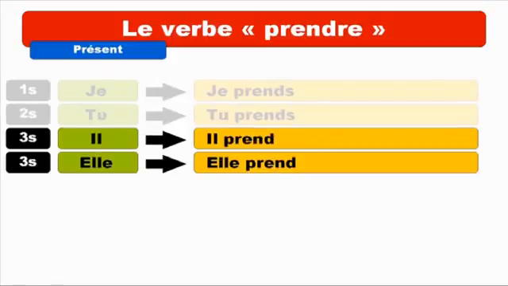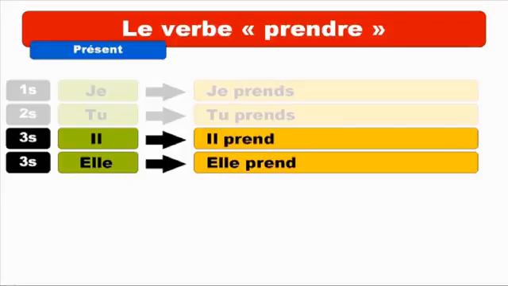Il and elle, so masculine. Il, we get il prend. Same pronunciation. Final D is not pronounced, so it's only the P-R-E-N, prend. Repeat. Il prend, and then elle prend. Repeat. Elle prend.